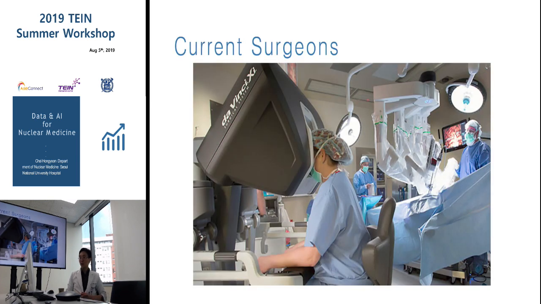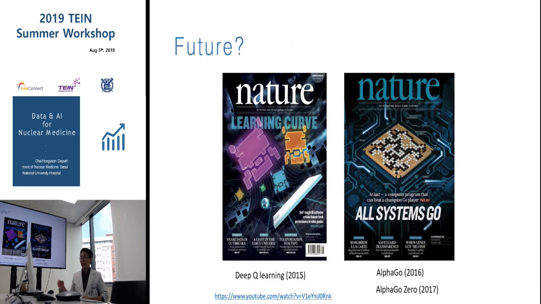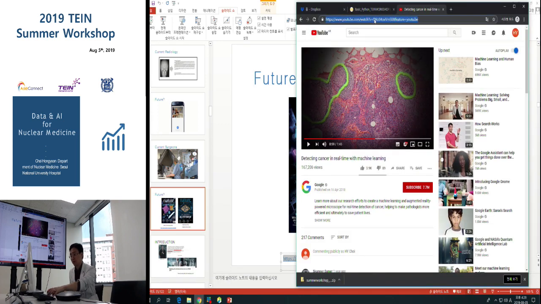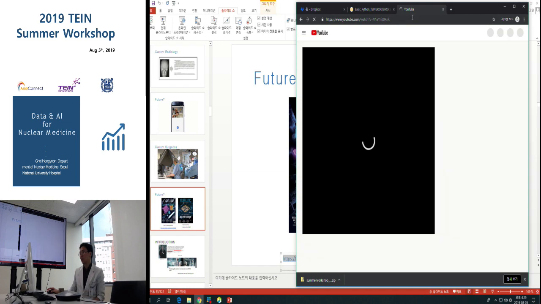And furthermore, current surgeons use some robotic surgeries. However, AlphaGo and other types of artificial intelligence systems use reinforcement learning. This is learning from some type of algorithm which can change its motion or change its strategy. So this is one example of reinforcement learning, and you can imagine that.